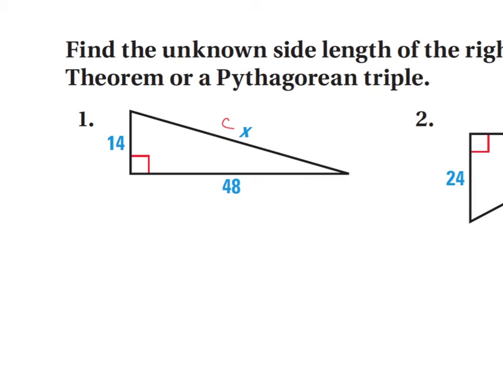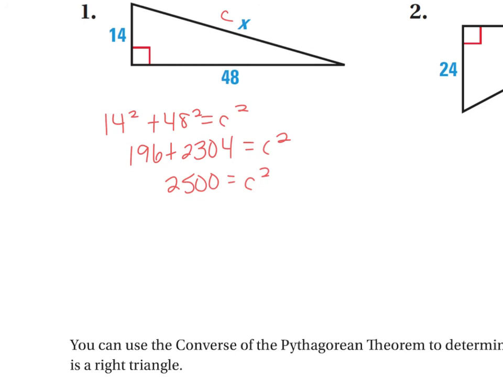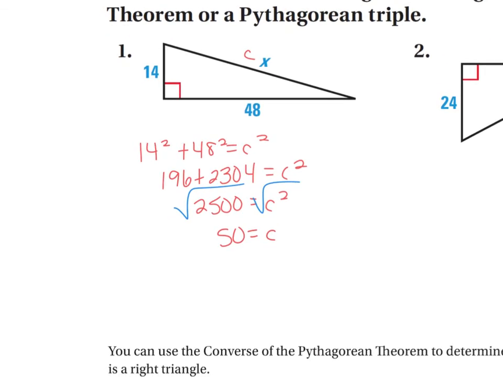So we're missing our c. So that would give me 14 squared plus 48 squared equals c squared. 14 squared is 196. 48 squared is 2,304. All right, now I'm going to add those two together, equals c squared. Oh, nice. This comes out to be a whole number. So it gives me 2,500. Then you take the square root. When you do that, 50 is what your c is. Is that realistic? Yeah, sure.